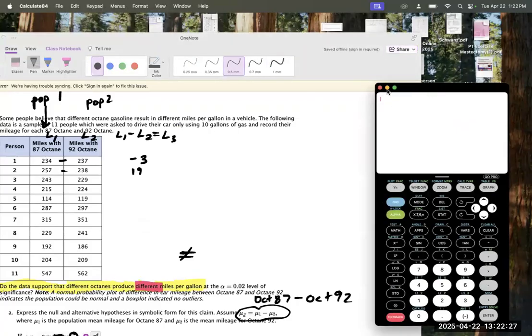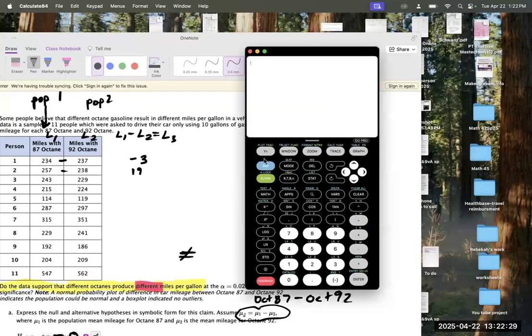I'm going to go ahead and put the values of the first column all in my L1. So go to Stat, Edit, and I'm going to go to the top and clear that out. And then I'm just going to put all of them in here. I'm going to pause the recording while I do that.